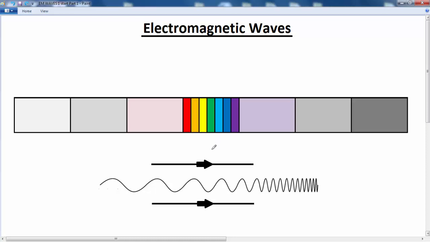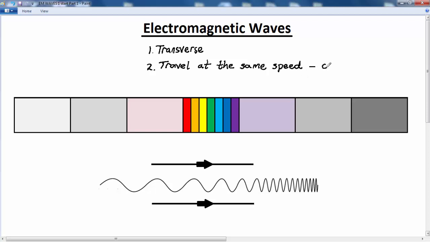In the next two lessons, we're going to look at electromagnetic waves. Now, before we discuss these in detail, there are one or two general statements that we need to make. First of all, electromagnetic waves are transverse waves. That's to say, they vibrate in a perpendicular direction to the direction of propagation. Secondly, all electromagnetic waves travel at the same speed. Okay, so in a vacuum, let's just say in free space, they travel at the speed of light.